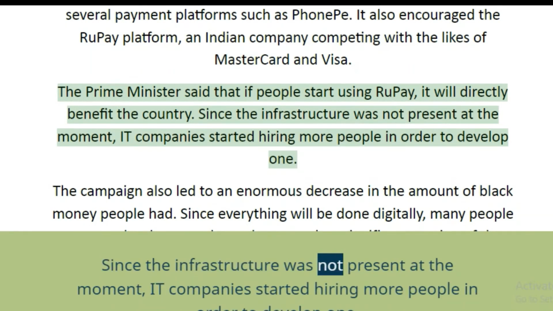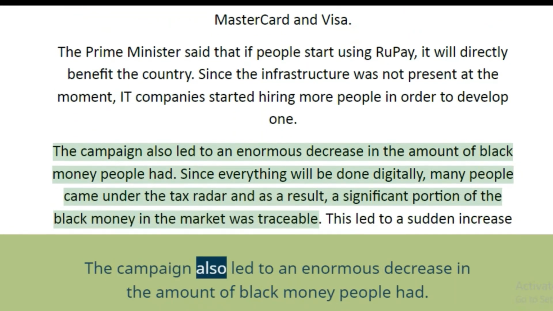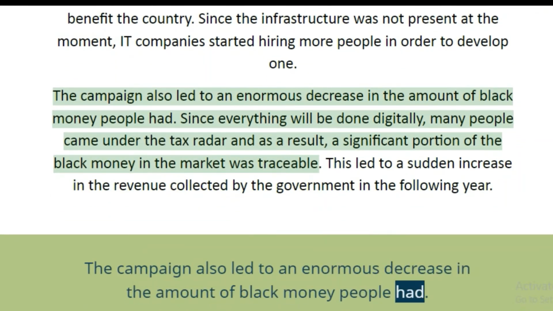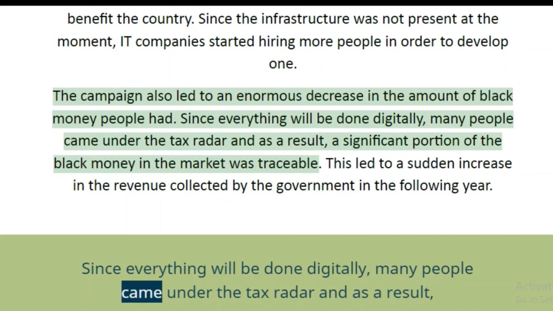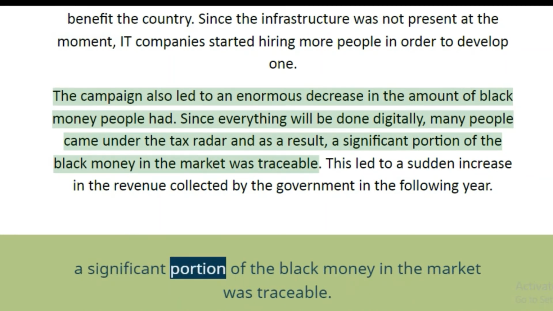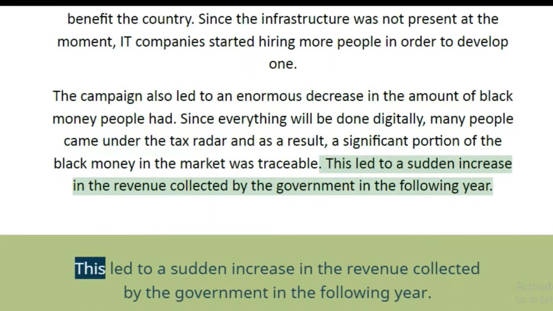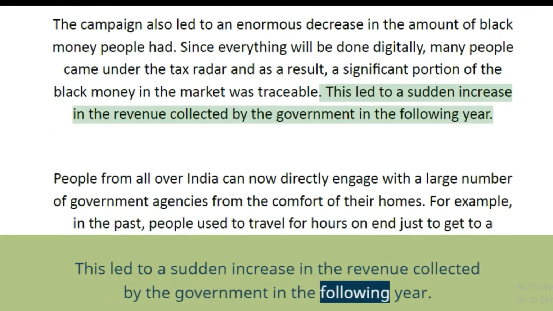Since the infrastructure was not present at the moment, IT companies started hiring more people in order to develop one. The campaign also led to an enormous decrease in the amount of black money people had. Since everything will be done digitally, many people came under the tax radar and as a result, a significant portion of the black money in the market was traceable. This led to a sudden increase in the revenue collected by the government in the following year.